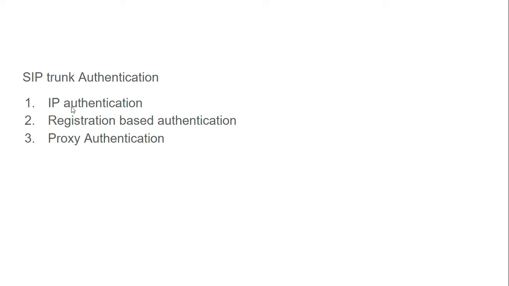So this is very simple authentication where your provider allows your IP. When there is a private SIP trunking from operators like India, they provide some VLAN IP to your SBC. The SBC configures that VLAN IP and can then communicate with the provider's SBC. So this is one kind of IP authentication.